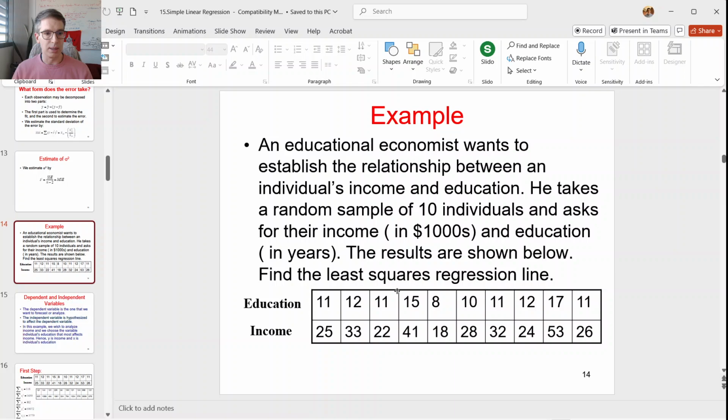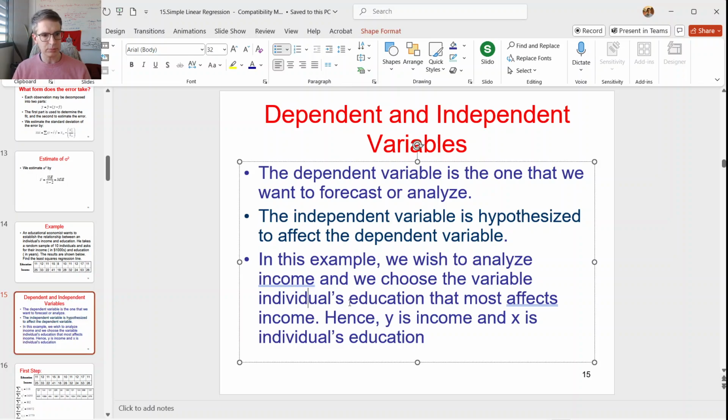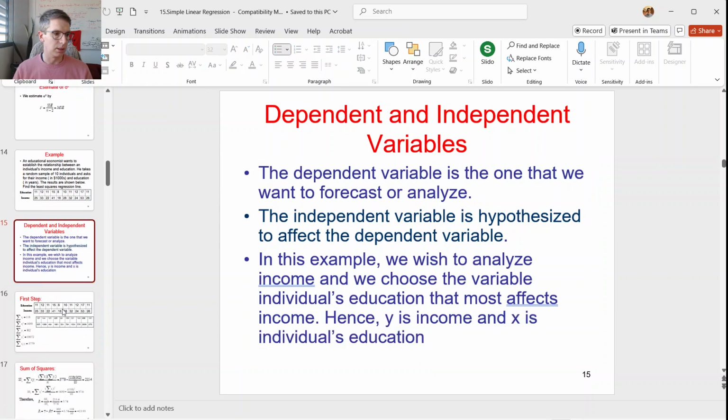We're trying to predict income based off of education. The dependent variable is the one that we want to forecast or analyze. In this example, that's income, so we want to analyze income. We chose an individual's education and see how that affects income. Y will be our income, and X is going to be our education.